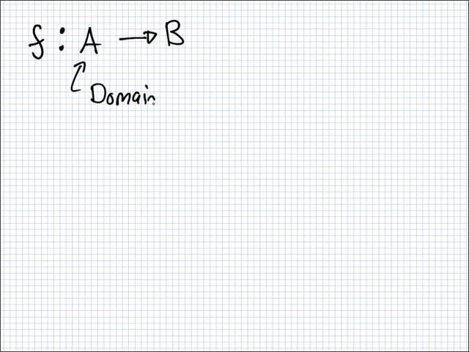For all my definitions, I'll say f goes from set A to set B. And A is called the domain. We know this word. B is not called the range. It's called the codomain. Okay? So, first definition.